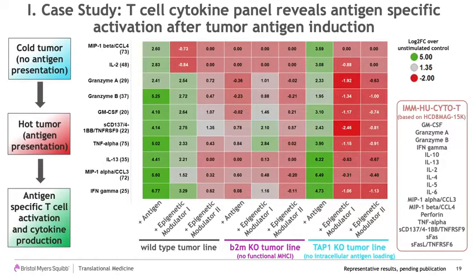The first one is a beta-2M KO. Beta-2M is an essential component of the MHC complex on the cell surface. So in the absence of this protein, no functional MHC complex can be formed, and the cell is not capable of presenting any antigen, irrespective of whether they are derived from inside or outside of the cell.